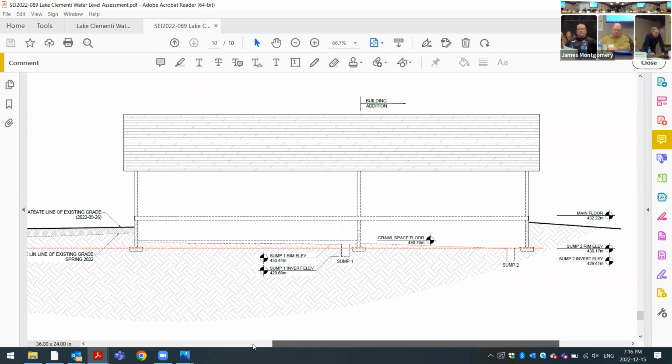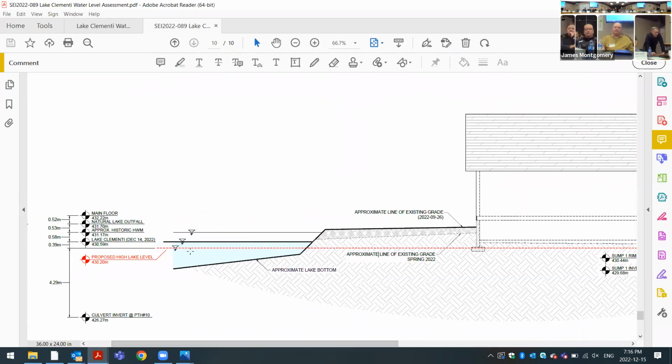Okay, so what's the difference between where the water is now and the red line? Because the water is shown right now at 430.59. So that would be about 15 inches lower than what it is right now. That's what it would be. Okay, so that is our recommendation as to what the lake level should be.